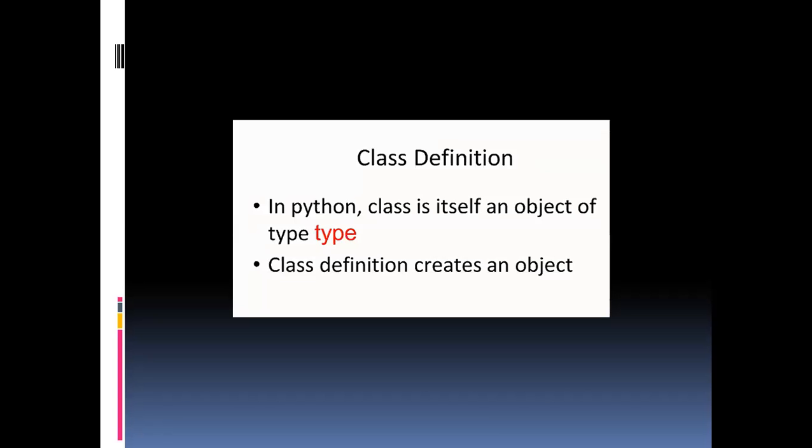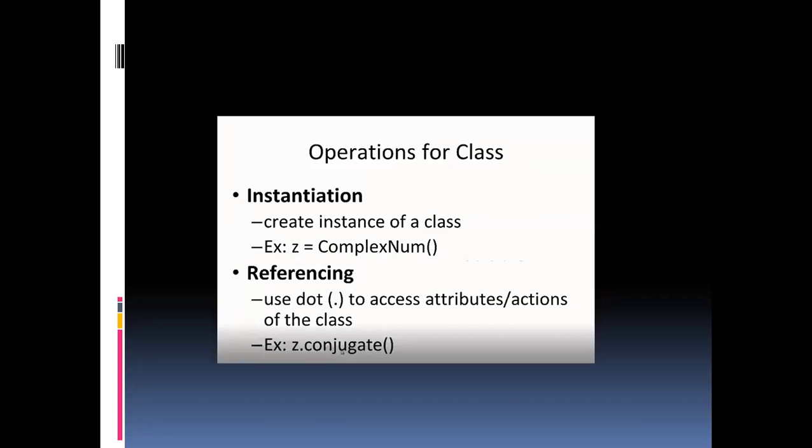This is the class definition. In Python, class is itself an object of type, and class definition creates an object. Unlike many other object-oriented languages like Java, where we have to explicitly create an object, in Python programming, as soon as you are defining any class, it is automatically creating an object.